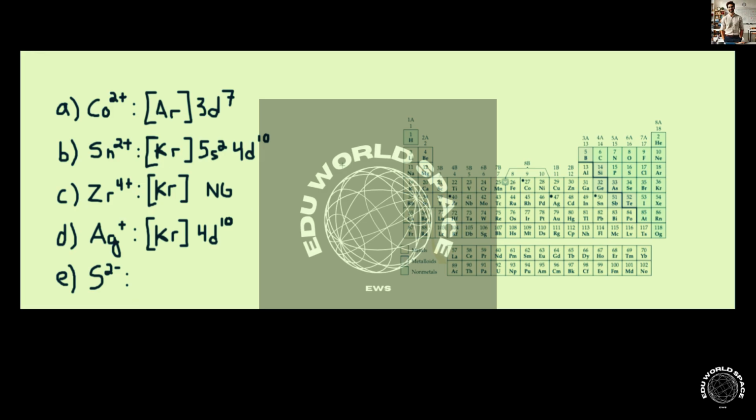And finally, we have sulfur 2-. Sulfur here is number 16. Its normal electron configuration is neon, 3s2, 3p4. If we gain 2 electrons, we would put them in the p orbital to make it 3s2, 3p6, which is the electron configuration of argon. So I'm going to write argon here. And again, that's a noble gas configuration.